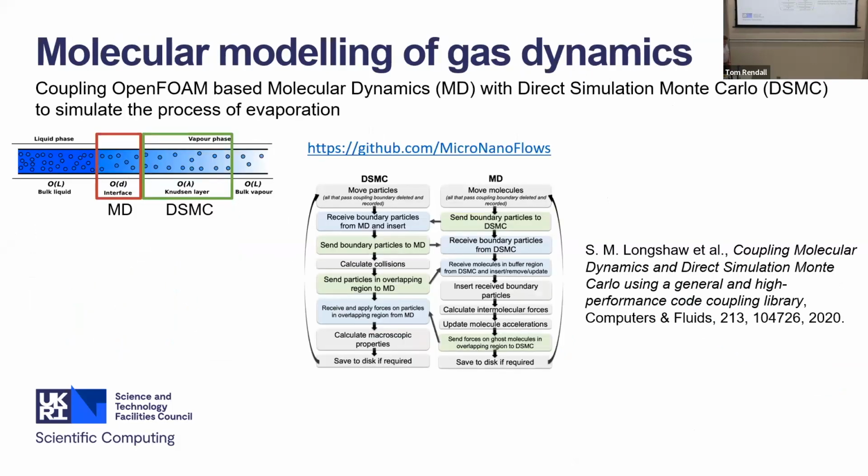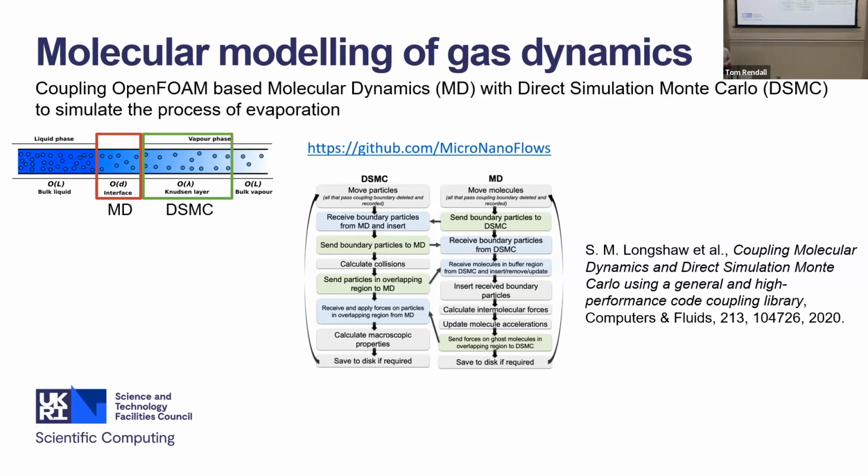So slightly different. This actually isn't an example of a multi-scale modeling problem, believe it or not, despite the fact it's molecular modeling of gas dynamics, and it's coupling together two methods, molecular dynamics and another called direct simulation Monte Carlo. It's not multi-scale because both of the codes in this coupled solution are used at the same scale. It's just the scale is very small.